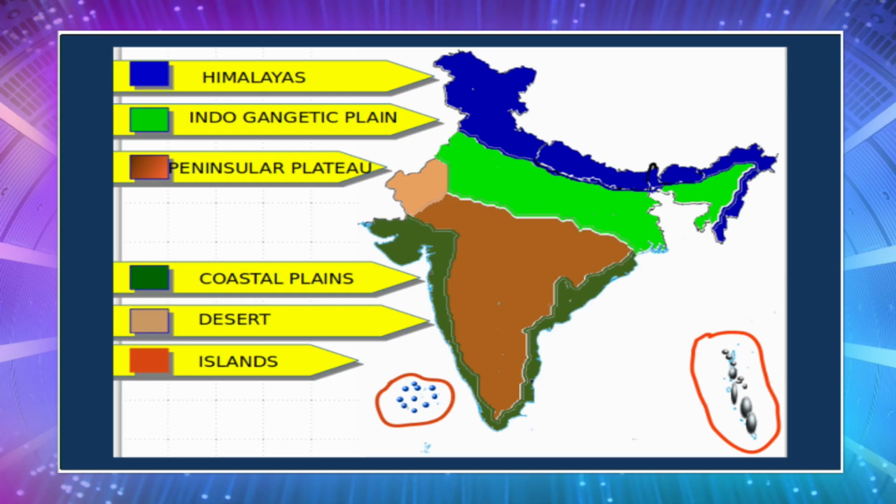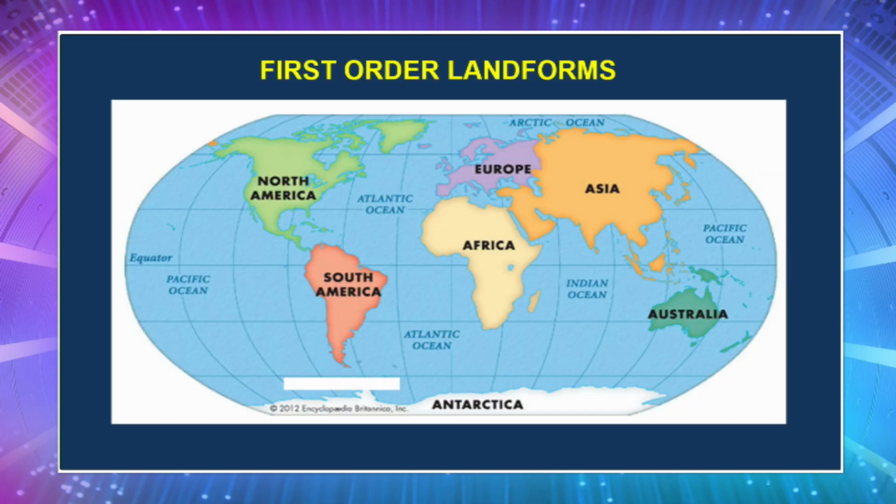The dark green color indicates coastal plains. The light brown color indicates desert, and the regions marked with orange indicate islands, that is Andaman and Nicobar Islands and Lakshadweep Islands. Children, try to identify the continents on the globe: Asia, Europe, Africa, Australia, South America and North America, Antarctica.